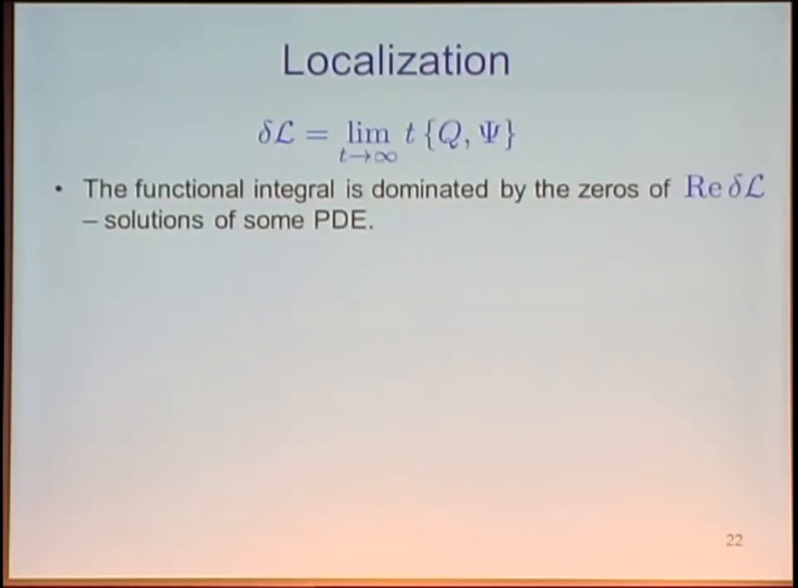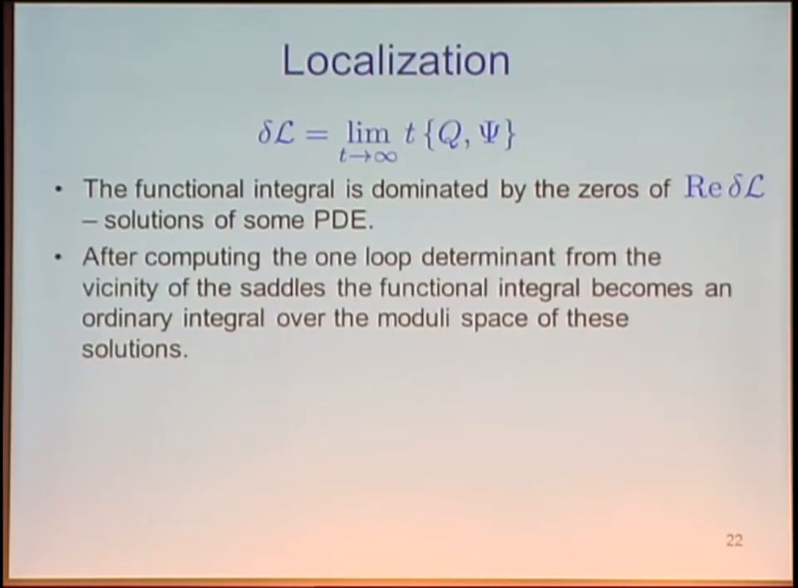So we are interested in this limit. And this limit becomes a PDE, a certain partial differential equation. And then the whole functional integral collapses to the solutions of this partial differential equation and a one-loop determinant around it. So we compute the one-loop determinant around it. And in favorable situations, which are quite common, the whole functional integral collapses to an ordinary integral. So the problem becomes computable.